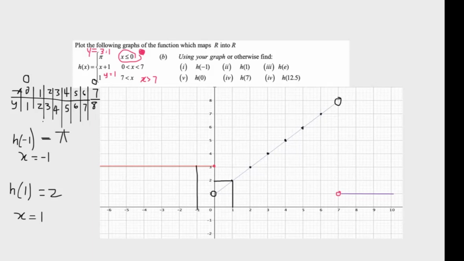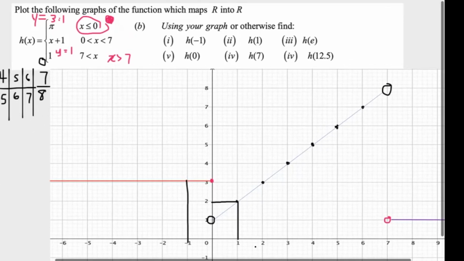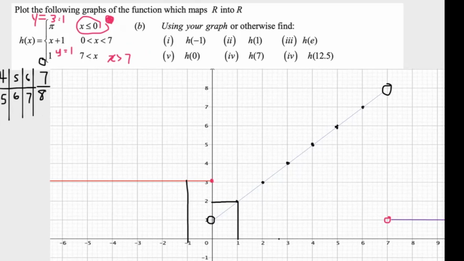H of e. So let me erase this. E has a value. E is 2.7 and a lot of numbers, but we're going to use e to be 2.7. So when we have h of e, we can say, okay, let's find h of 2.7. So we need to look at where is 2.7 on our graph. So I'm going to zoom in a little. This is going to be 2.2, 2.4, 2.6, 2.7 is in between.